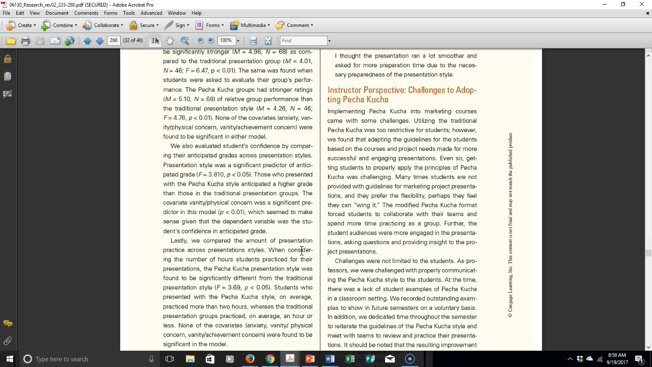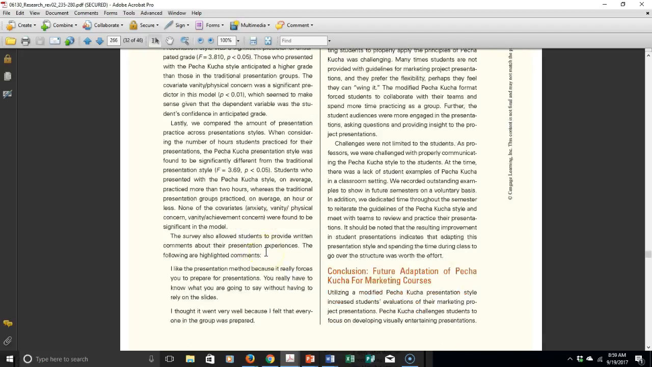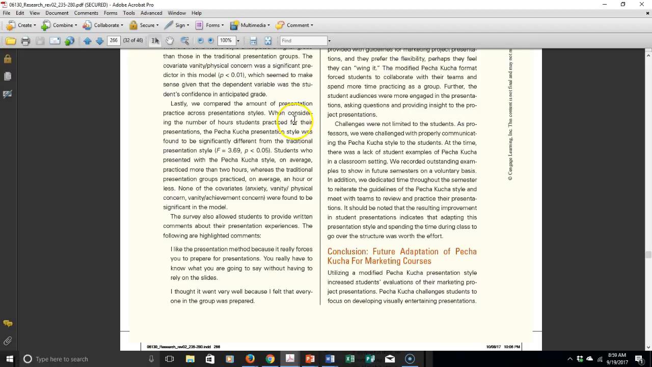Now, one of the other areas that I think is kind of important is how much time the students spent in terms of preparing. So you can see here they compared the amount of presentation practice. We're just going to scroll down a little bit more so it's more center on the screen for you. When considering the number of hours, the PechaKucha presentation style students did spend many more hours on the project than others. On average, for instance, the PechaKucha students spent more than 2 hours, where on average the traditional folks spent an hour or less. So in order to prepare for this PechaKucha style, you are seeing that students are spending more time on task, really engaged in the preparation process.